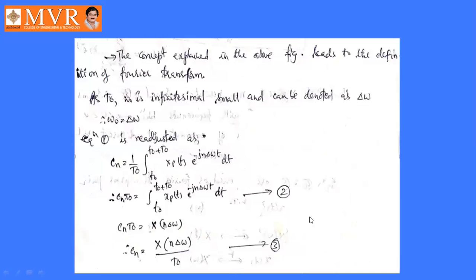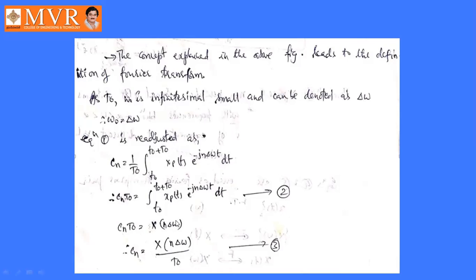Okay. Next, the concept explained in the above figure leads to the definition of Fourier transform. As T naught omega naught is an infinitesimal sum, it can be denoted as delta omega. So omega naught equals delta omega. Equation one is readjusted as Cn equal to 1 by T naught integral T naught to T naught plus T naught xp of t into e power minus jn omega naught t dt. Omega naught is replaced by delta omega, or Cn into T naught is equal to integral T naught to T naught plus T naught xp of t into e power minus jn delta omega t dt. That is equation number 2.